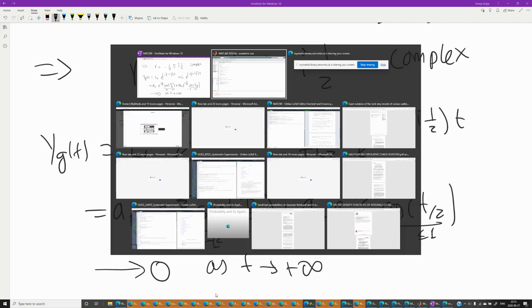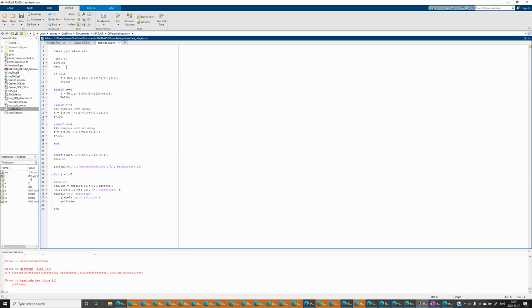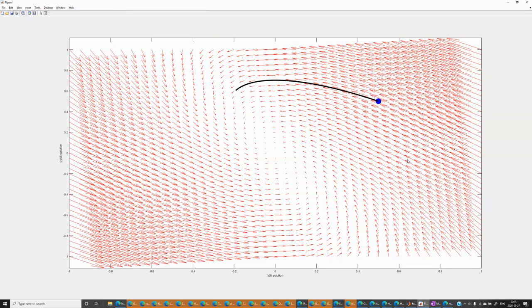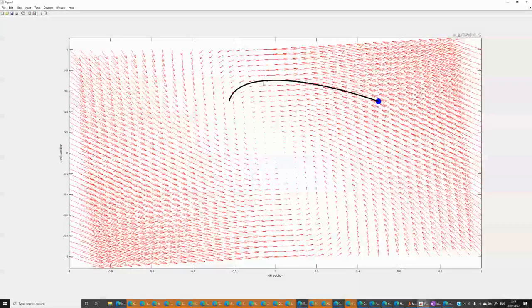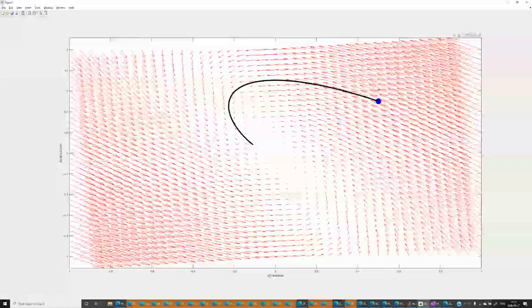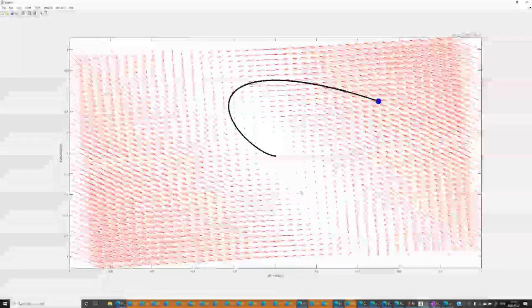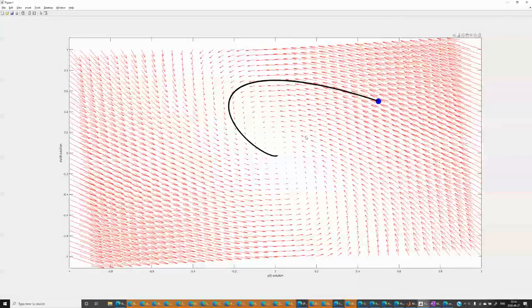So let's run the simulation. And again, here we have more rotation because it's periodic, but it still goes to zero. So observe that there's a spiral around zero. This is because of sine and cosine. So it curves into zero, but it still goes to zero.